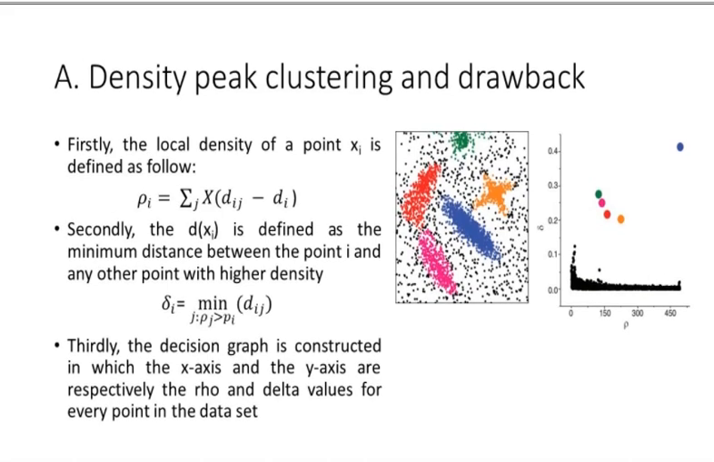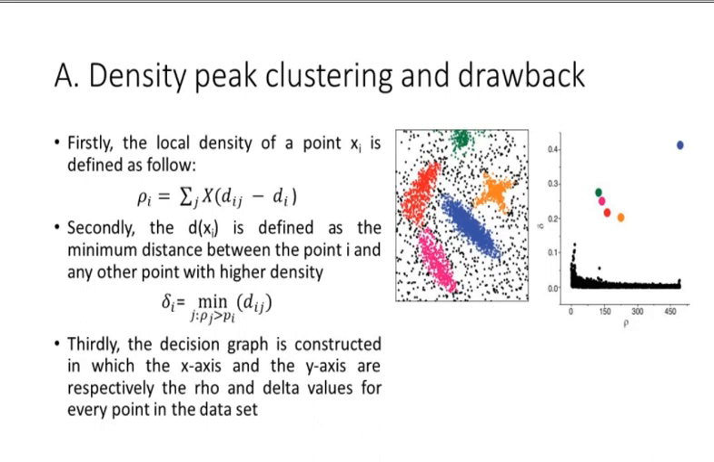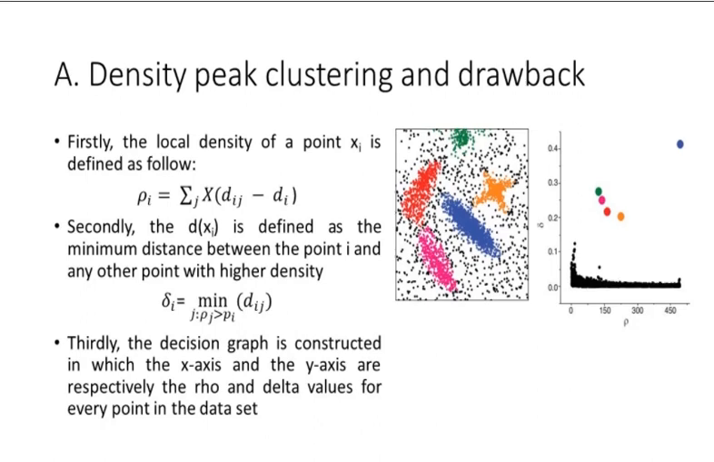Firstly, the local density rho of a point i is computed. Secondly, delta i is defined as the minimum distance between the point i and any other point with higher density. Thirdly, the decision graph is constructed in which the x-axis and the y-axis are respectively the rho and delta values for every point in the data set. Finally, the clusters are detected by using peaks with the label propagation process. The detailed steps of the DPC are presented in Algorithm 1.